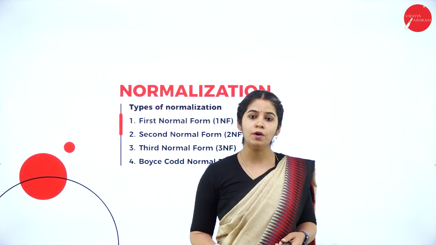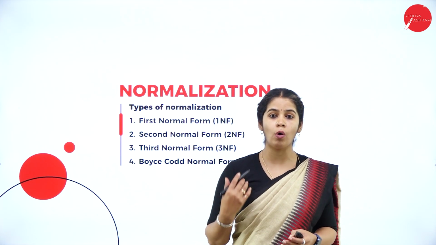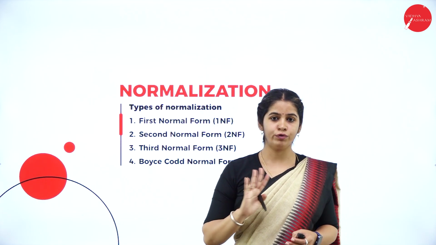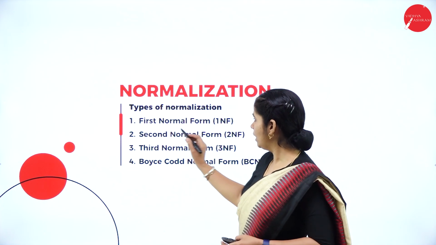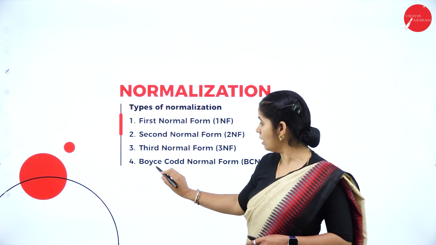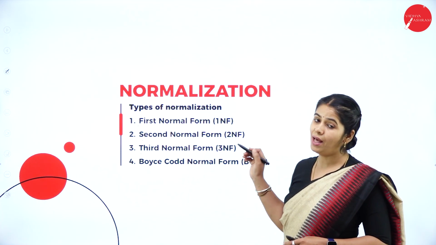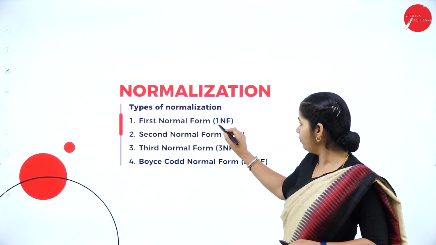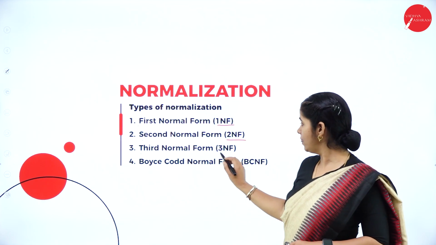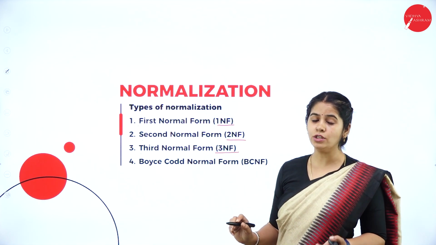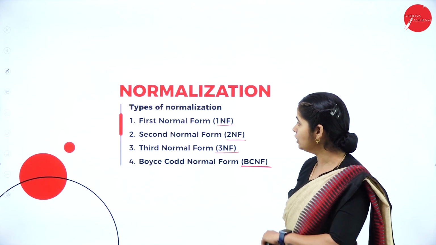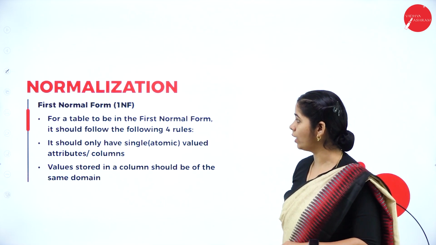So how many types of normalization, how many types of process do we have to reduce the redundancy? Basically, we have 4 types of normalization. That is first normal form, second normal form, third normal form and Boyce-Codd normal form. We call them 1NF, that is first normal form, 2NF second normal form, 3NF third normal form, and Boyce-Codd normal form is called BCNF. Let's see each type of normalization one by one.